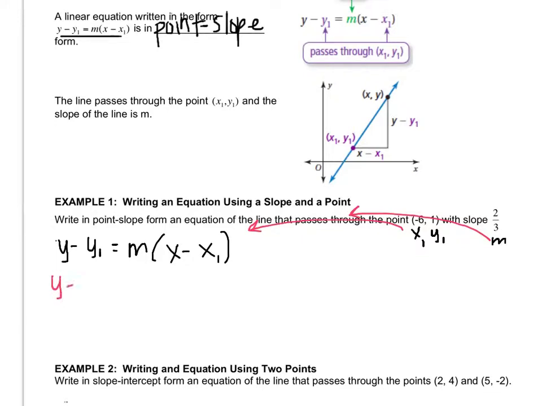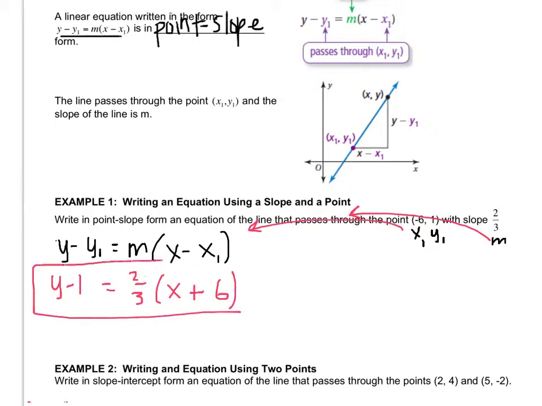So y minus 1 equals, -6 times, oh, no, not -6, the slope is 2/3, x minus -6. And x minus -6 is the same as x plus 6, so I'll write that instead. And this is all they want. It's in point-slope form using that information.